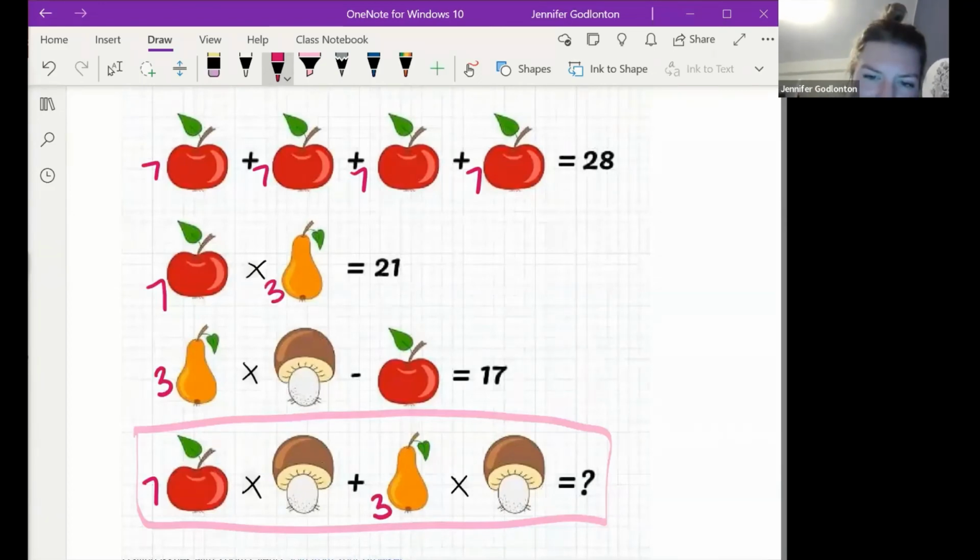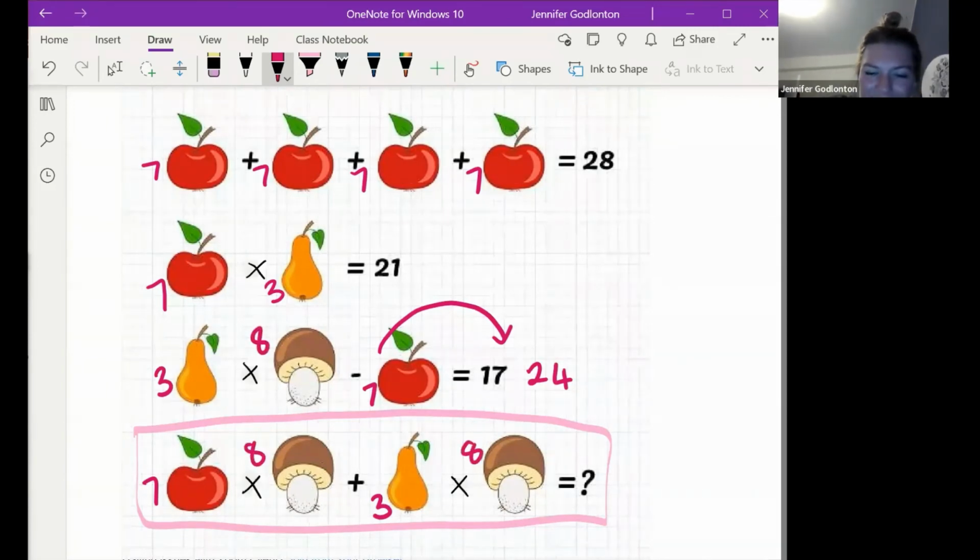Okay, and we know that this is 7. So now we're thinking 3 times something minus 7 gives us 17. Okay, I'm going to move my apple over and I'm going to plus that 7. So I'm going to have on this side 24. So a butternut times a mushroom needs to equal 24, which means my mushroom is 8. And so we have 7 times 8 plus 3 times 8. 7 times 8 is 56. 3 times 8 is 24, which means our answer is 80.